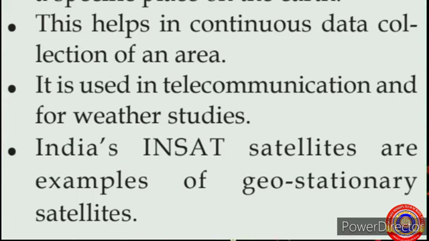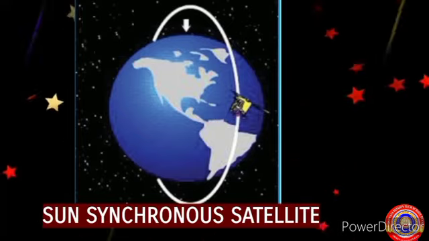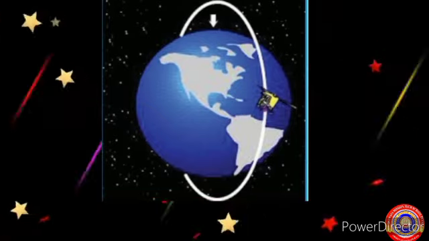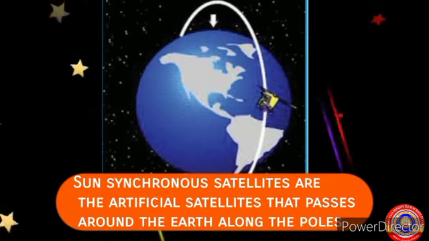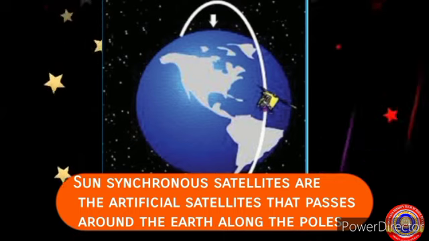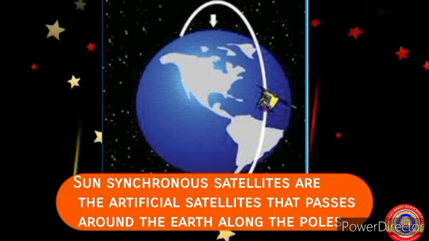Next one, it is used in telecommunication and for weather studies. Last one, India's INSAT satellites are examples of geostationary satellites. Let's see about sun synchronous satellites. Sun synchronous satellites are the artificial satellites that pass around the Earth along the poles.